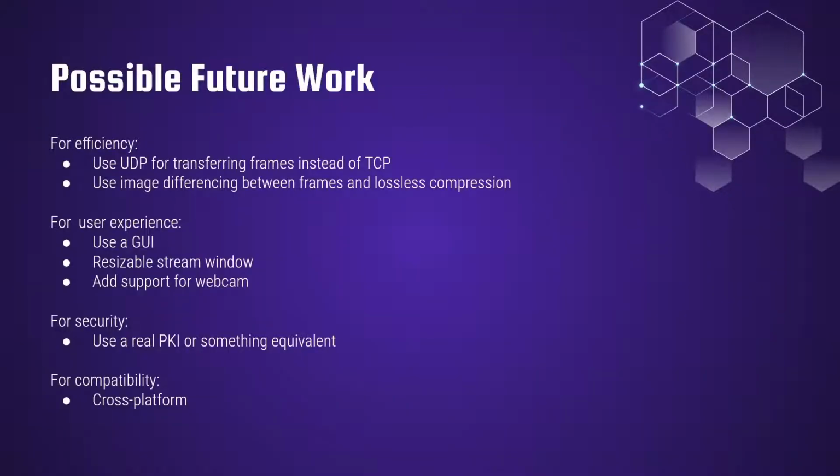For possible future works, we can include many improvements. For efficiency, we can use UDP for transferring frames instead of TCP. We will continue to use TCP for the key agreement. We can use image differencing between frames and use lossless compression on it.